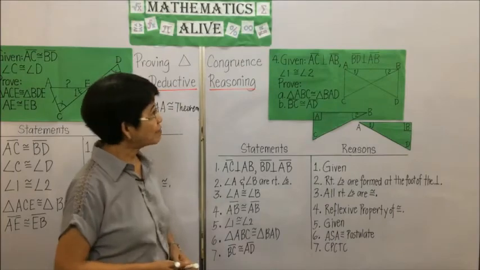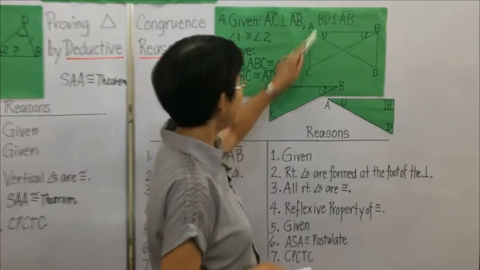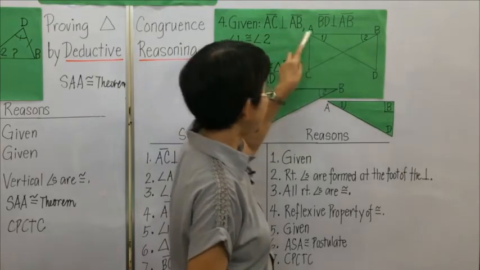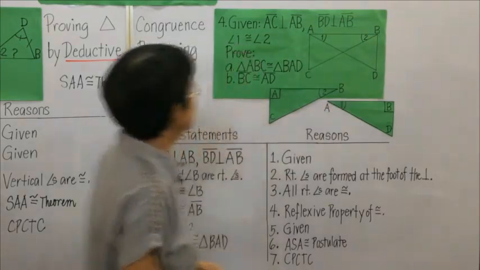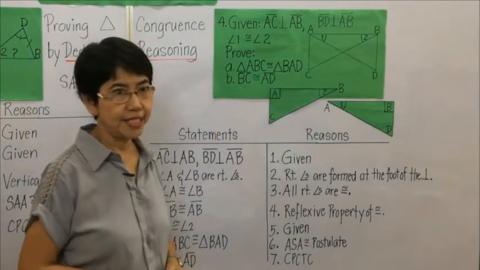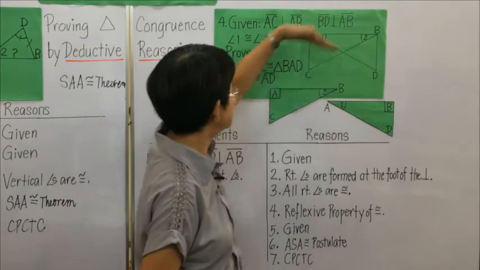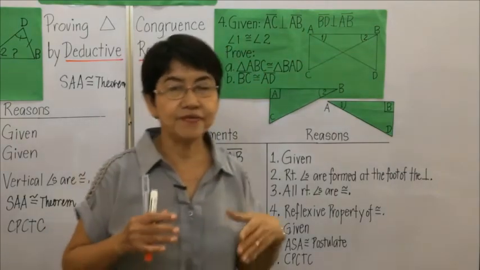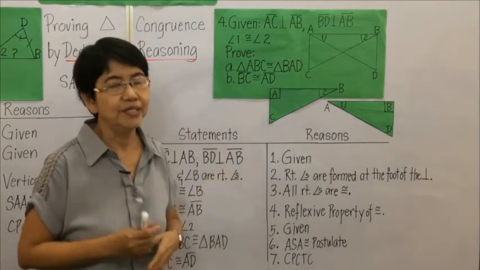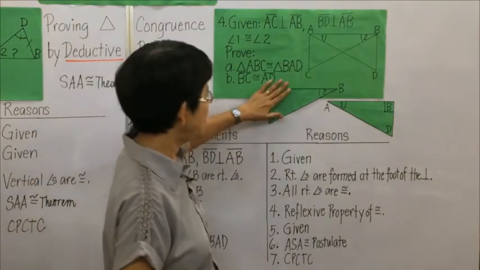For number 4, we have here an overlapping figure. We have triangle ABC overlapping with triangle BAD. And we're going to prove that triangle ABC is congruent to triangle BAD, and also BC is congruent to AD. But it will be easier for us to understand the relationship between the parts if we redraw the two triangles and remove the overlap.